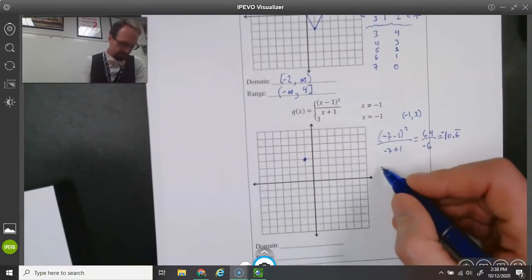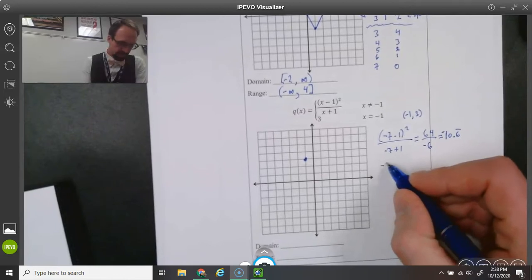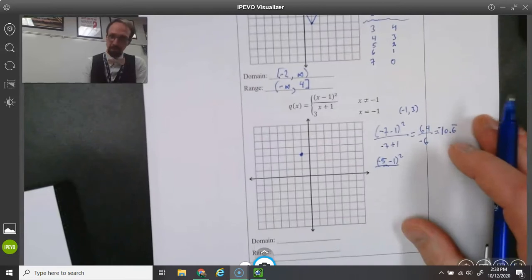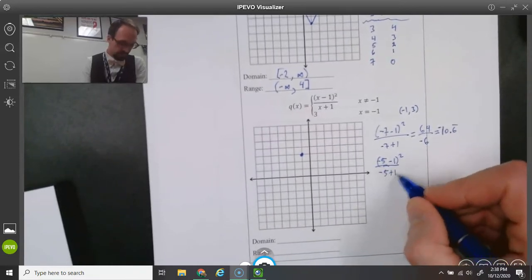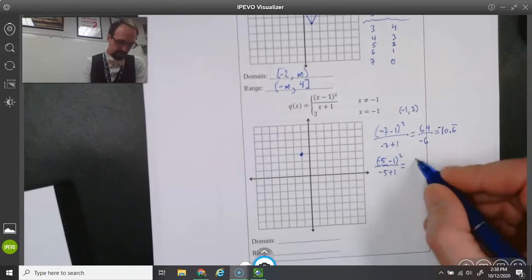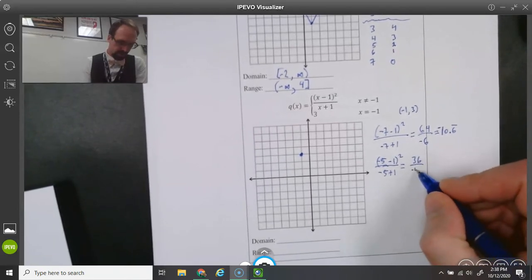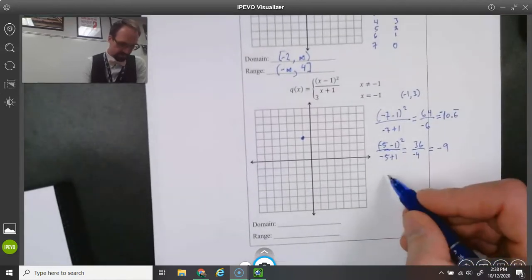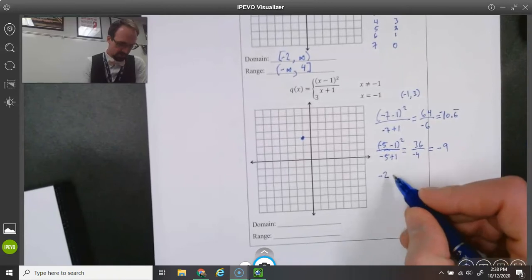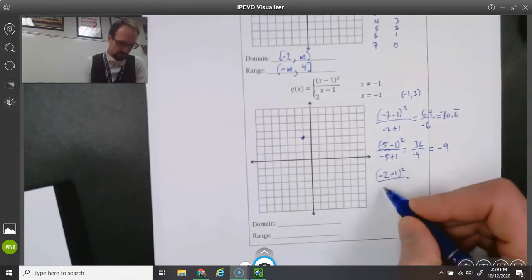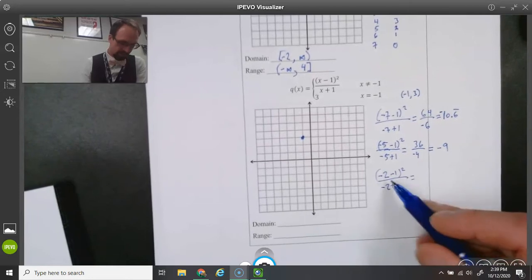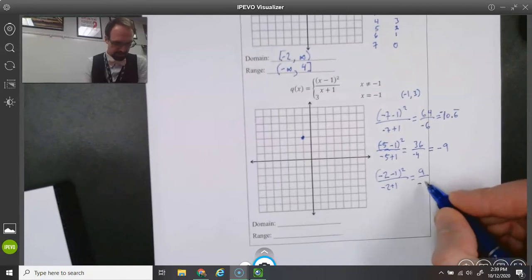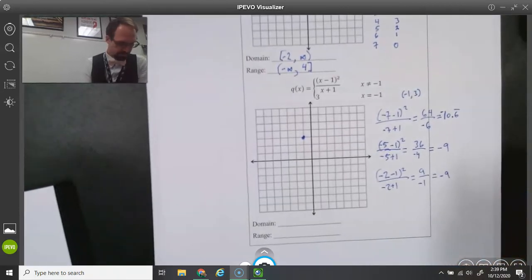Let's try -5. So (-5 minus 1) quantity squared all over (-5 plus 1). -5 minus 1 is -6, so that's 36 over -4. Oh, just off the graph, -9. Try -2. (-2 minus 1) squared. There we go. -2 minus 1 is -3. Squared is 9, divided by -1. Oh, man. That didn't work out well.